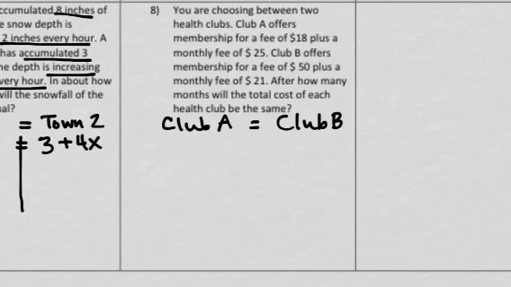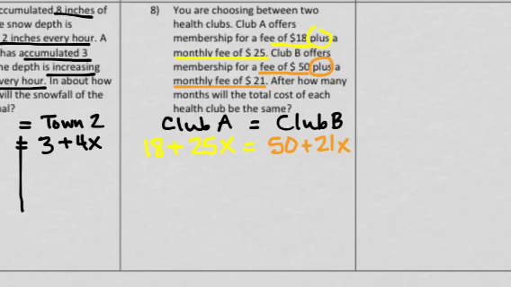So let's go back and read. Club A, you have to pay $18 to join, plus a monthly fee, so every month we have to pay $25. So we start with 18 just to sign up, and then we have to add to that 25 times the number of months, x. For Club B, we have to pay $50 to sign up, plus a monthly fee of $21. So it costs more to sign up, but every month is less expensive.